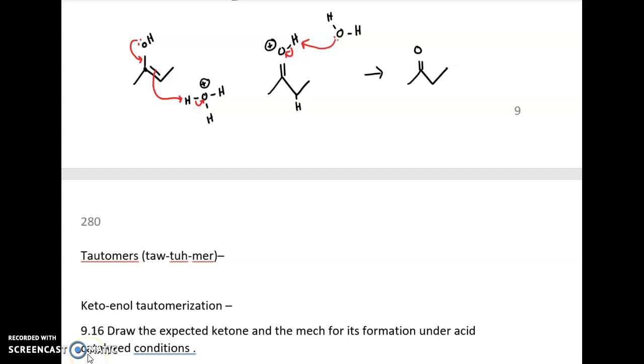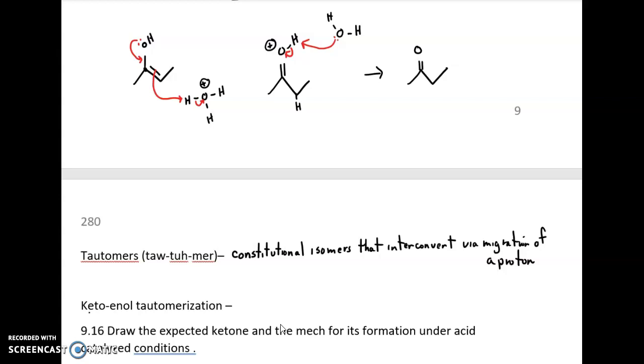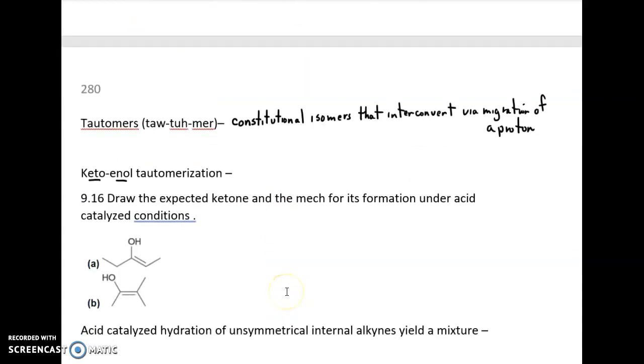Tautomers are constitutional isomers that interconvert via the migration of a proton. Remembering that constitutional isomers have the same formula, but different connectivity. So this is particularly called a keto-enol tautomerization. So let's draw the expected ketone and the mechanism for formation under acid-catalyzed conditions for these two compounds.